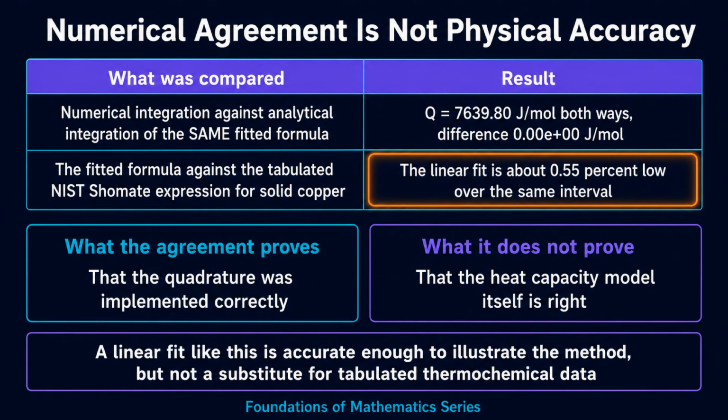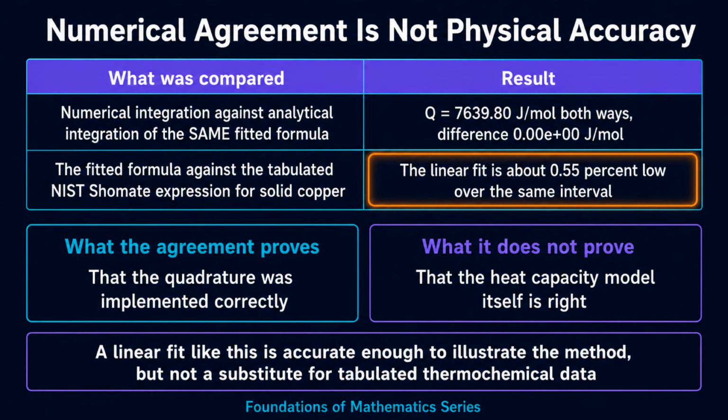It is tempting to read that as confirmation that the answer is right. It is not. Both sides integrated the same model, so their agreement proves only that the quadrature was implemented correctly. The physical question is separate. How good is the model?